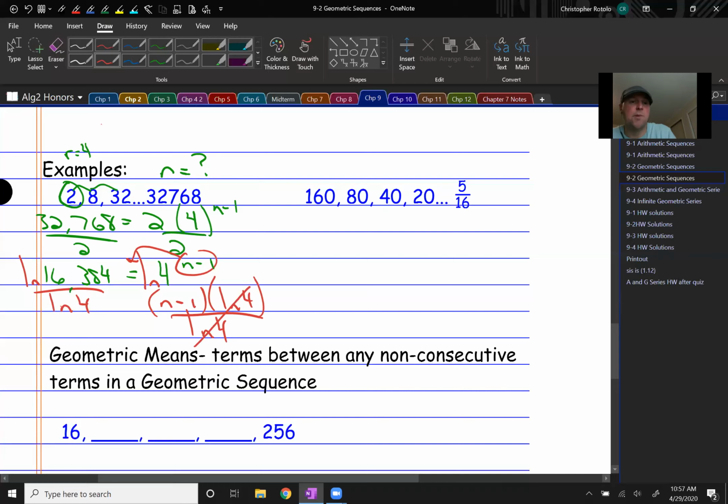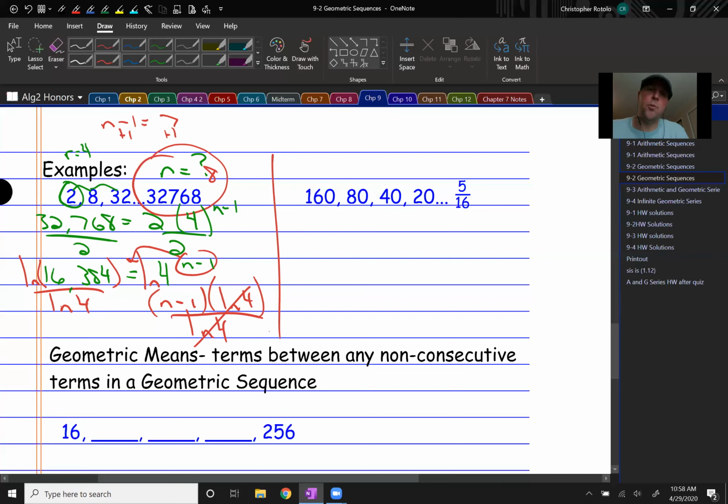All right, running out of space. N minus 1 on your calculator. Remember, close your parentheses after your 16,384. Close your parentheses. This turns out to be 7. Add the 1. Okay, so this is term number 8. Term number 8 in that sequence.